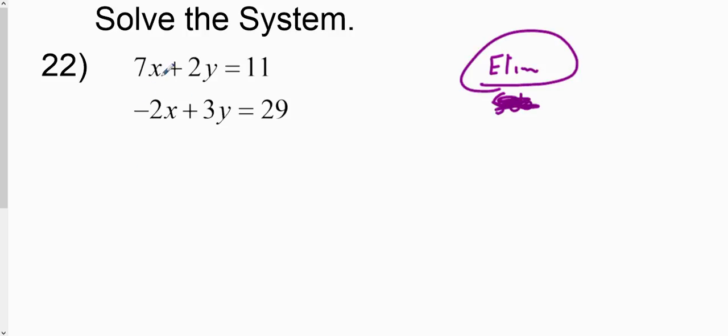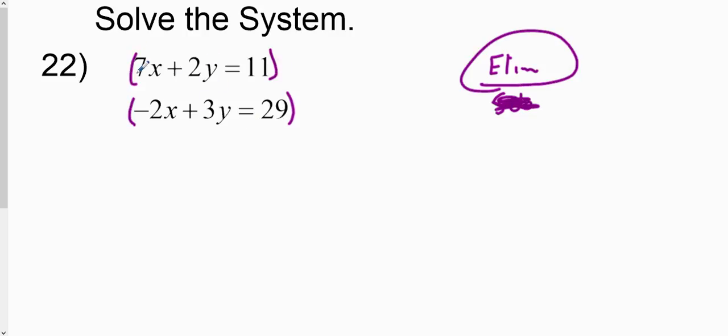Oh, this is a little more complex one. We've got negative 2x, 2 and 3. Well, we have a negative here, and I need to cancel out one of these. This makes it a little bit more complex. So right here, we have to make a decision, since nothing is really standing out and looking very nice.